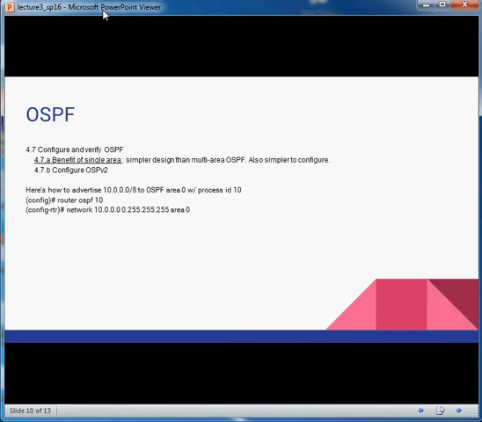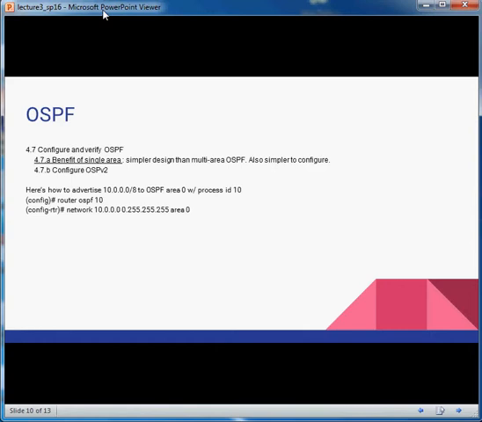So what is OSPF? It's a routing protocol, and it's a way to share routes between other participating OSPF routers. It's an easy way to propagate routes throughout your network without having to sit down and manually configure each one.